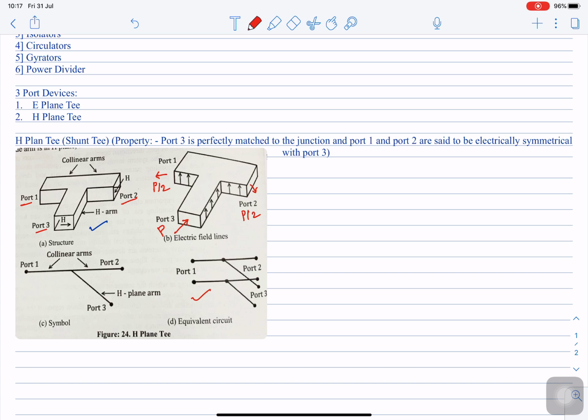Similarly, the reverse thing is true. So what is the reverse thing? If you apply some power, let us say P1 at port number 1 and P2 at port number 2, at that time you will get output power at port number 3, which is simply the sum of these two powers P1 and P2. So this is an important property of the H plane T.